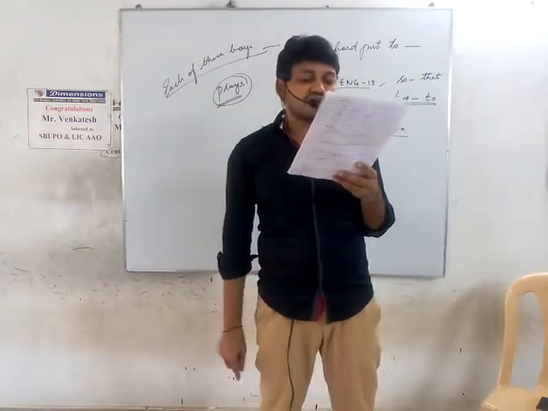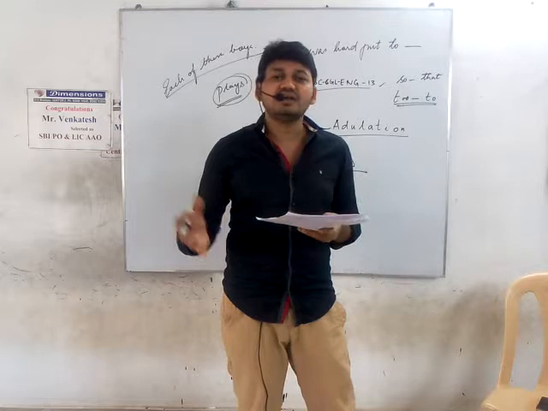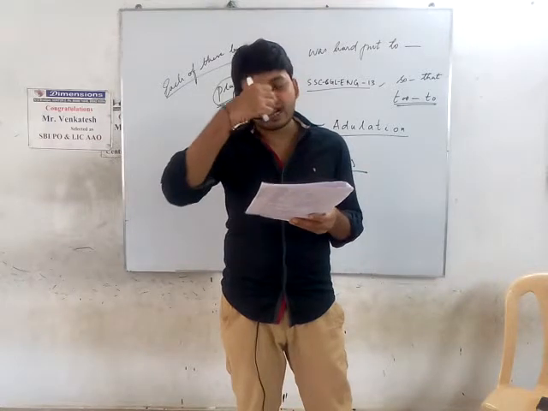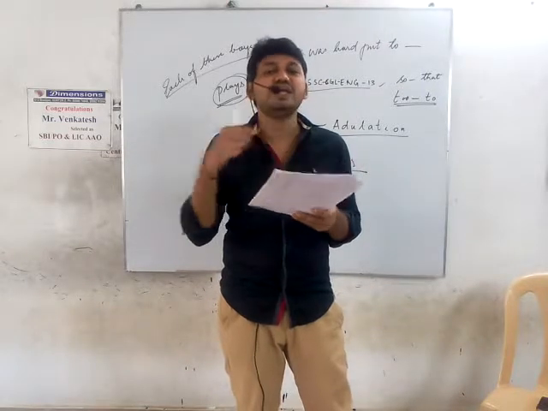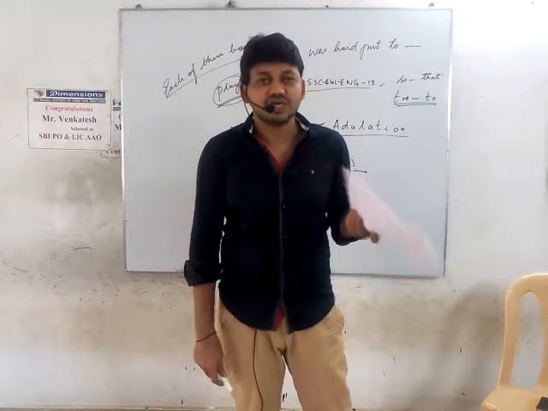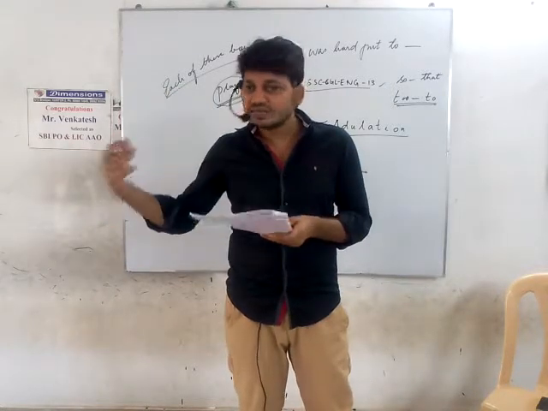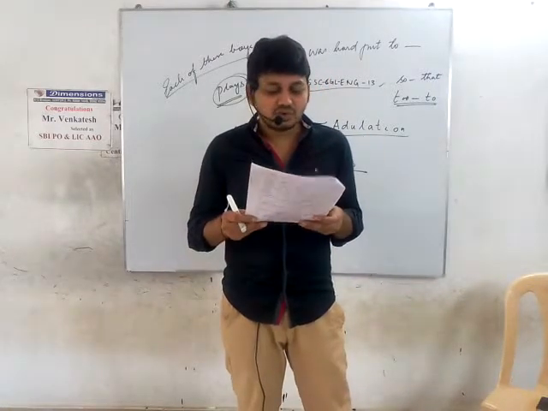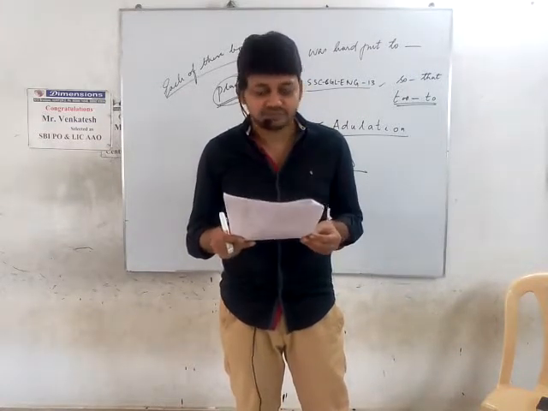Next, my father is suffering from diabetes for the past 3 years. The action has begun in the past and it's still continuing. So what should you use there? Continuous sense should be there. It should be has been suffering from diabetes for the past 3 years. So it should be a perfect continuous, because something which has begun in the past and is still continuing, you can use perfect continuous there. As it is in the present tense, you will use present perfect continuous. So has been suffering is the correct one. Option C.